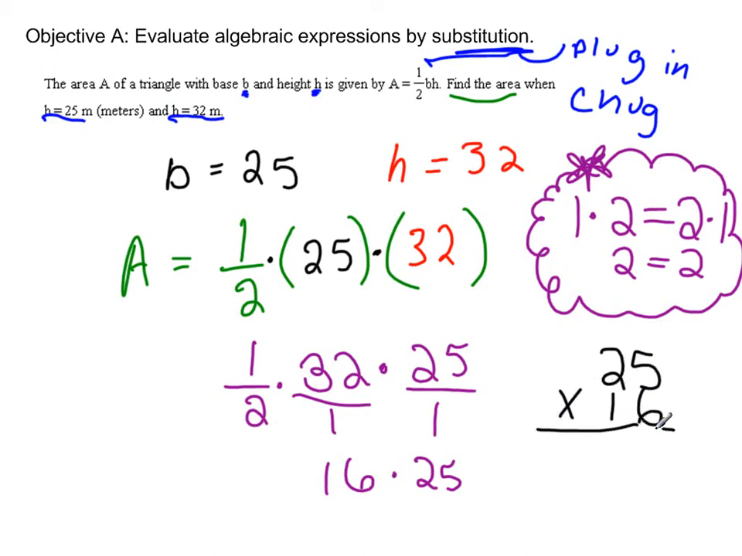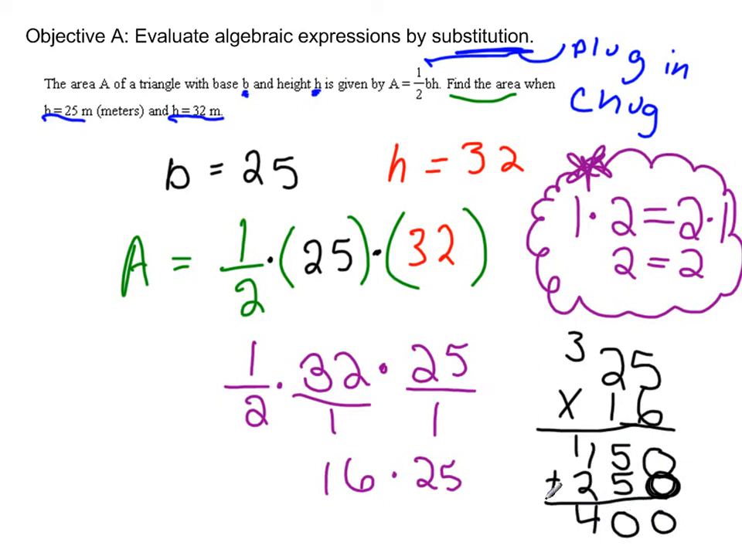Let's see. 6 times 5 is 30, carry the 3. 6 times 2 is 12, plus the 3 is 15. Placeholder, don't forget it. Sorry, my work's getting a little squished because I'm running out of screen. 1 times 5 and 1 times 2. Add them up. And we end up with 400.